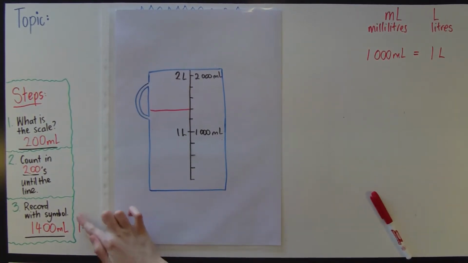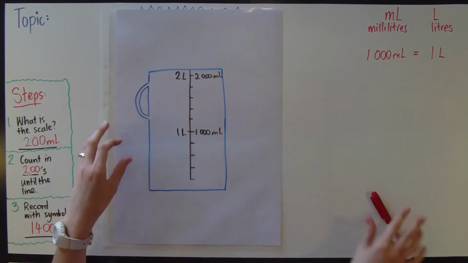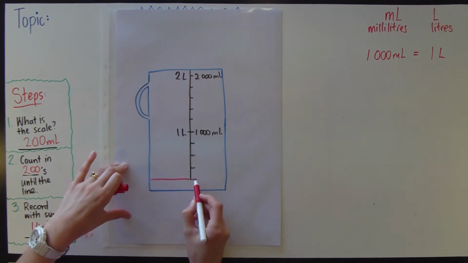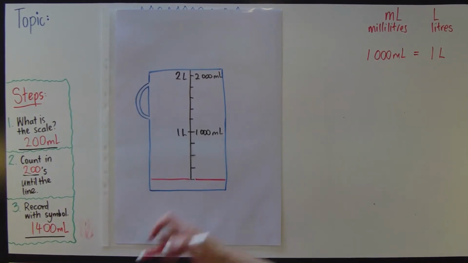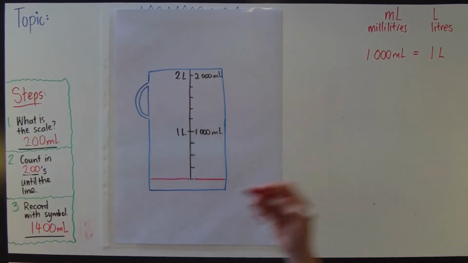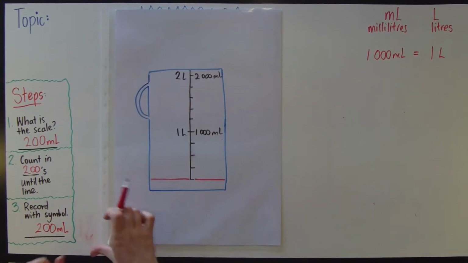Alright, so just looking at one more example, and then you can have a go on your own. This one here, all the way across. We know it's going up in 200 milliliters each time. That first line is our first line, so it's 200 milliliters is our answer for that one there.